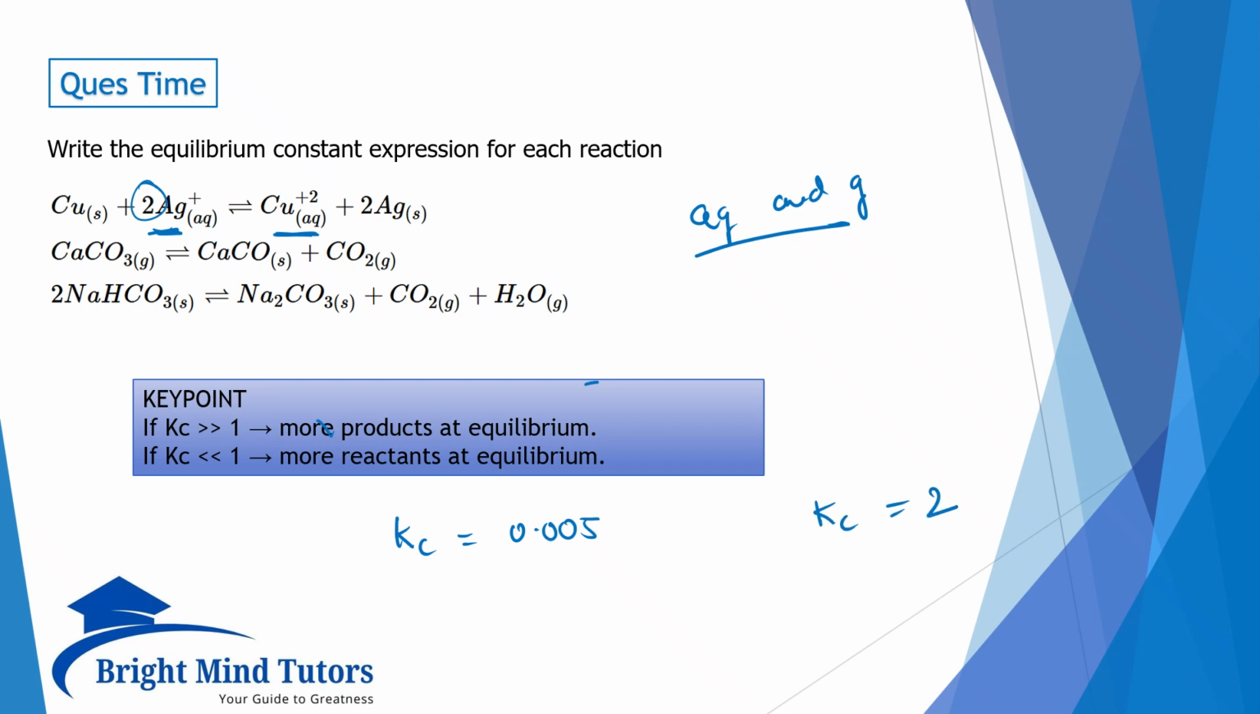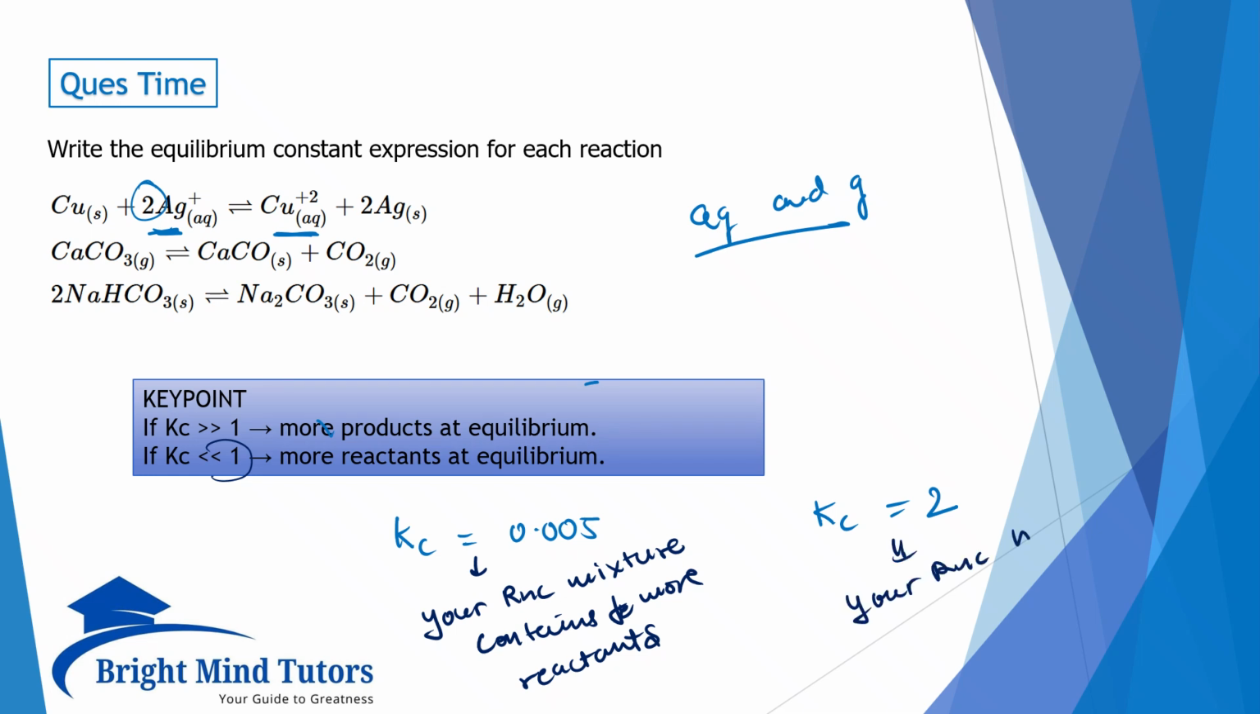Now if you check, in the first case, the Kc is less than 1. If Kc is less than 1, it means you're going to have more reactant. So your reaction mixture contains more reactants. There is more concentration of the reactants. And if Kc is bigger than 1, basically your reaction has more concentration of product. Okay, again, very important. Just make a key point of it.